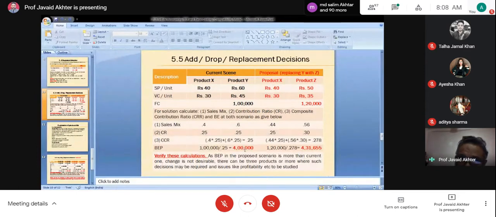See, your BEP is 4 lakh. How do you verify these calculations? Your answer is correct? Can somebody tell me? Sir, by changing the selling price.